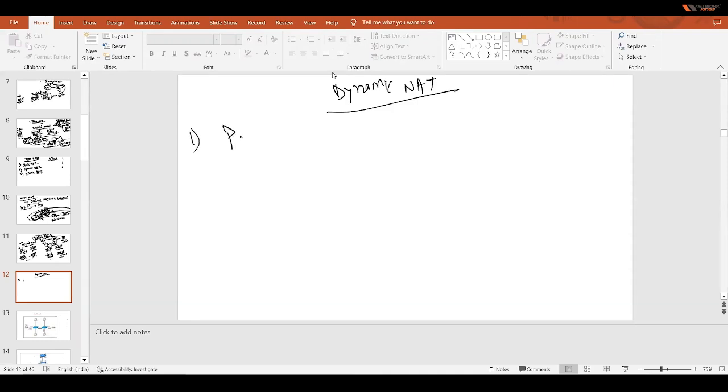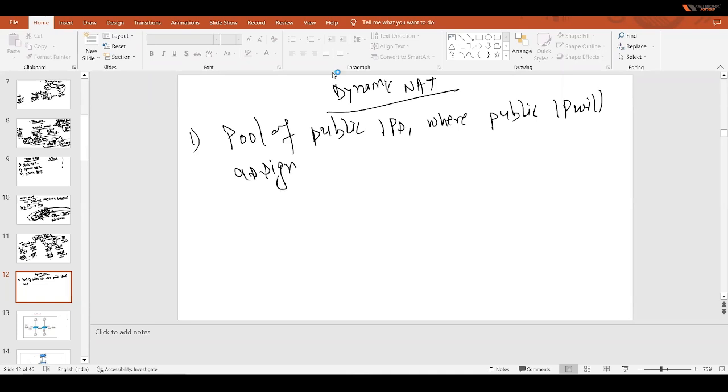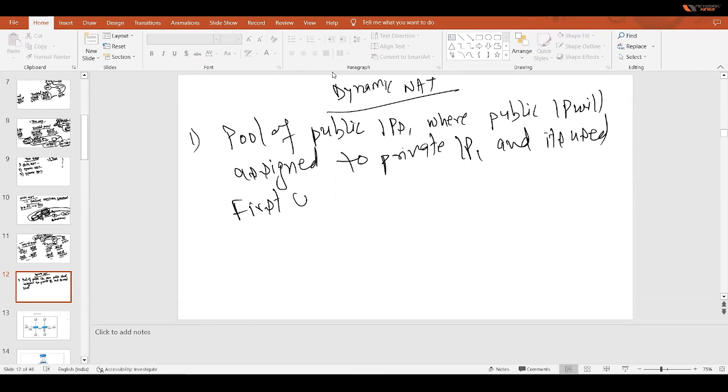Dynamic NAT is a pool of public IPs, where a public IP will be assigned to a private IP, and it is used first-come, first-served, FIFO. What is FIFO? First come, first serve. I will explain what it is.